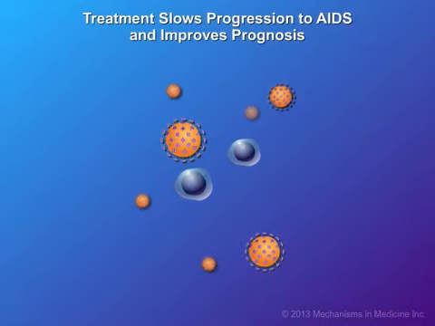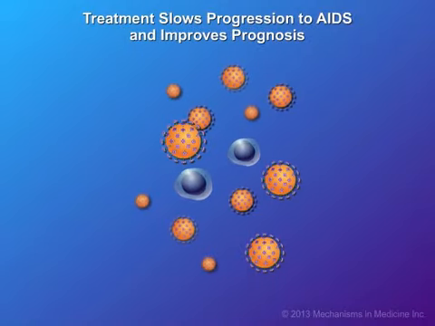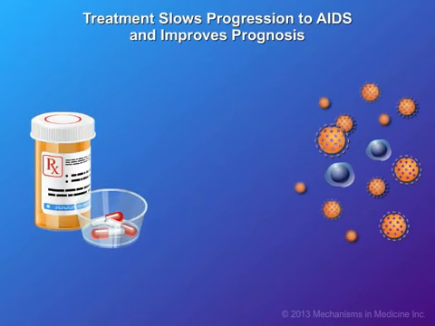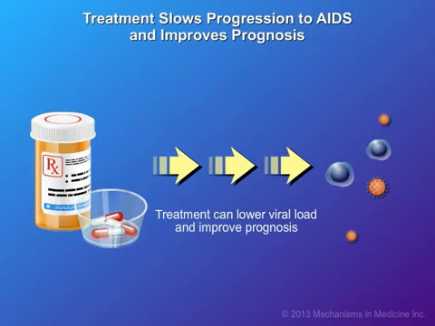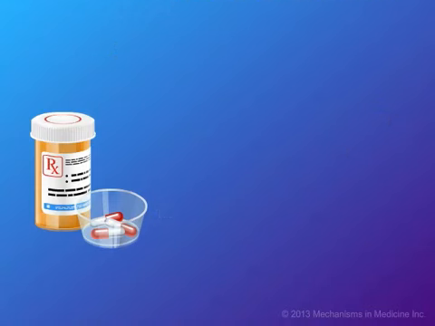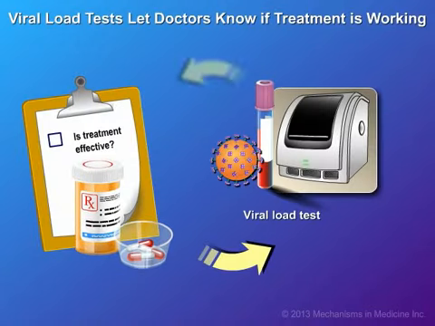While the viral load typically increases over time, treatment can lower the viral load and thereby slow the progression to AIDS and improve the prognosis. Viral load tests can help doctors to determine whether your treatment is working to control your HIV.